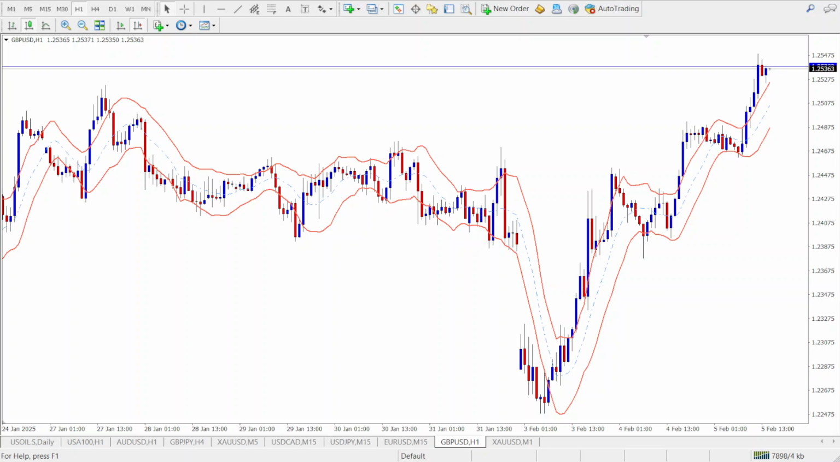Now, while the Keltner channel can be a powerful tool, there are some common mistakes to avoid. And one is relying on it alone. Like any indicator, the Keltner channel should not be used in isolation. Always consider other forms of technical analysis and market context, okay? Combine the Keltner channels with support and resistance levels. It's very important, all right?